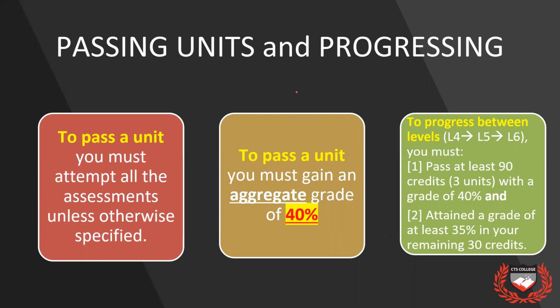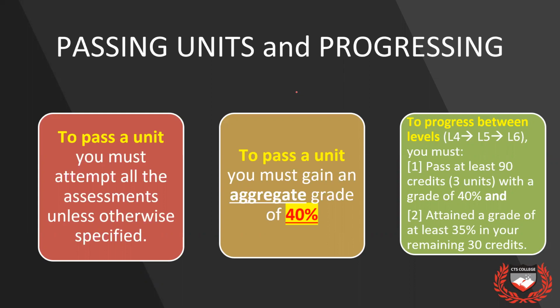To pass a unit or to pass a module or a subject, you must gain a total grade of 40%. And that 40% must comprise of your marks from your assignment 1 and your assignment 2. And also to progress between your levels. So if you want to move from level 4 to level 5 and from level 5 to level 6 seamlessly, you must do the following. You must pass your 3 because each level you have 4 modules or 4 subjects that you have to complete. So in order to basically progress to your next level of study, you have to at least pass 3 units, right? Or 90 credits, or 3 units or 90 credits, right? With a total grade of 40%.